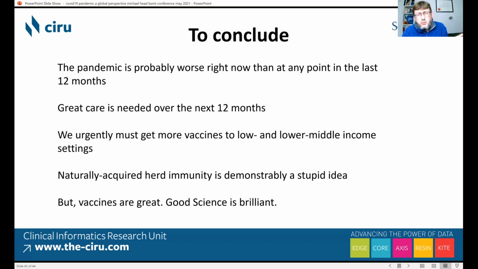The behavioral scientists, the social scientists, so much good stuff out there, which is all coming together to help us get through the pandemic. But there will be some tough times to come. But ultimately, we are going to get there at some point soon.